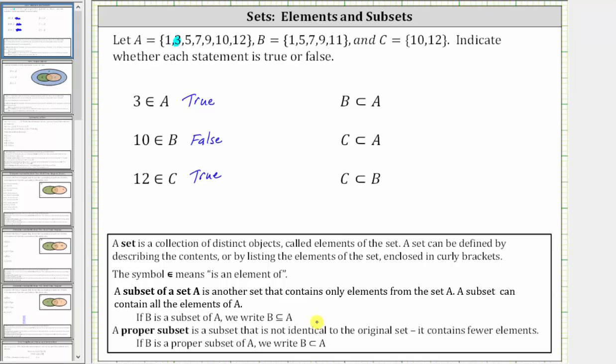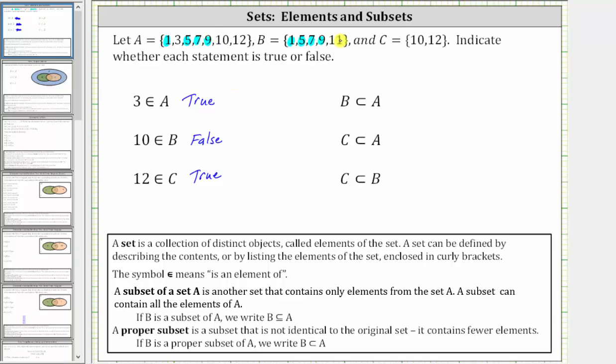So looking at the next three statements, we read this first statement as B is a proper subset of A. To see if this is true or false, we need to see if all the elements of B are in set A and the two sets cannot be the same. Notice set B contains the element 1, and so does set A. Set B contains the element 5, and so does set A. Set B contains the element 7, and so does set A. Set B contains the element 9, and so does set A.